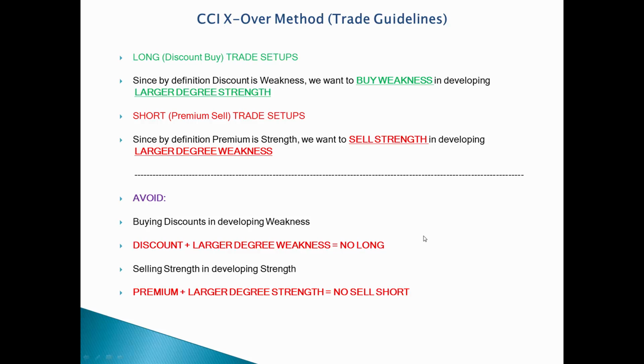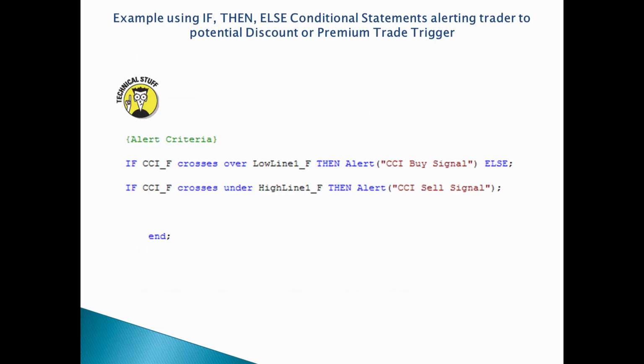And lastly, for a little bit further technical stuff, this is basically the alert criteria that we use, and we use what's called if-then-else conditional statements in our computer programming. So some of you like a little bit more technicals. Here's the potential premium trade triggers. Simply, if the CCI fast crosses over the low line, which is the -100, then alert CCI buy signal.